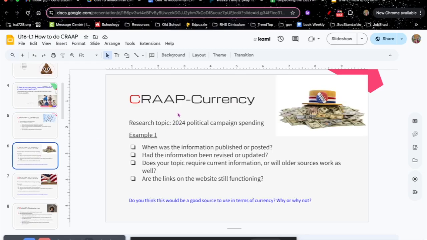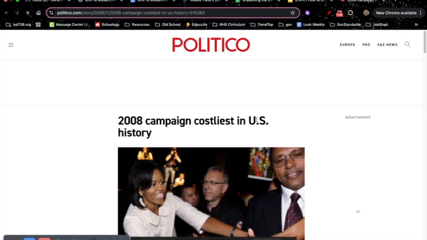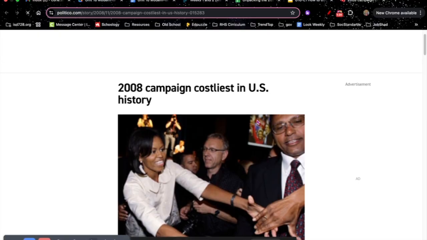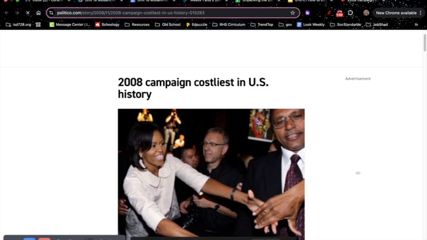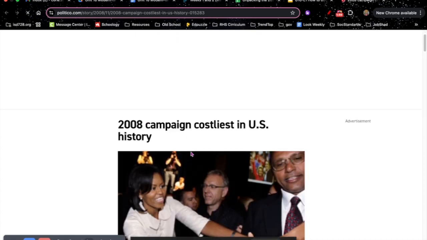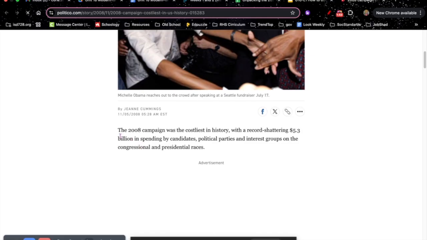All right, so let's do an example. Let's pretend my research topic is the 2024 political campaign spending. So I'm going to click on my first example. For the sake of time here, I'm not actually going to read through the entire article to you, but when you're doing it, make sure you do read through all of your article. This article says 2008 campaign costliest in U.S. history. Then it goes on to say that the 2008 campaign was the costliest in history with a record-shattering $5.3 billion in spending by candidates, political parties, and interest groups on the congressional and presidential races.